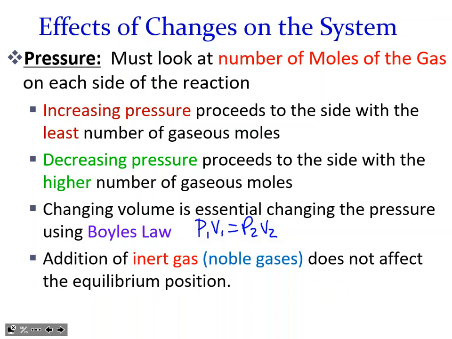So once you're done with this, you can take a look at the example problem and decide which way it will proceed. First thing you should do though is what? Count your gaseous moles on both sides of the arrow. That should be step 1.